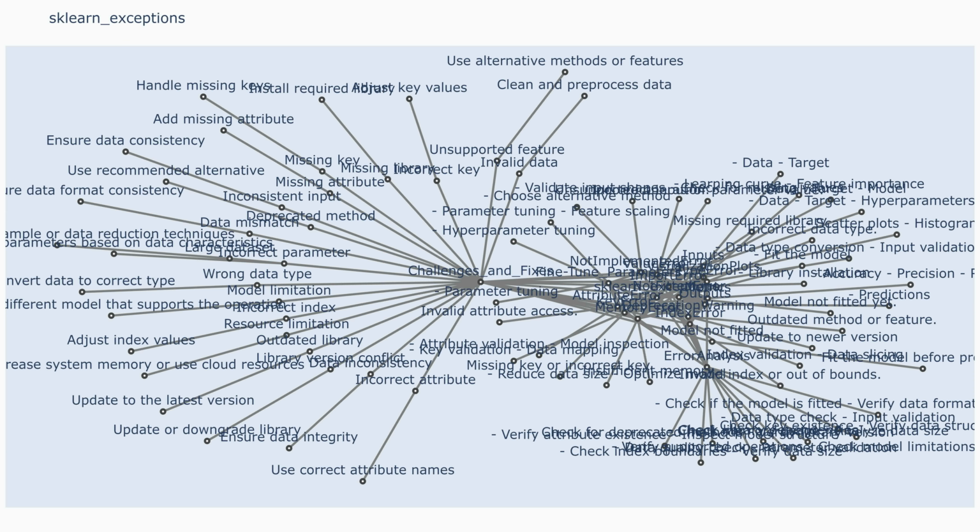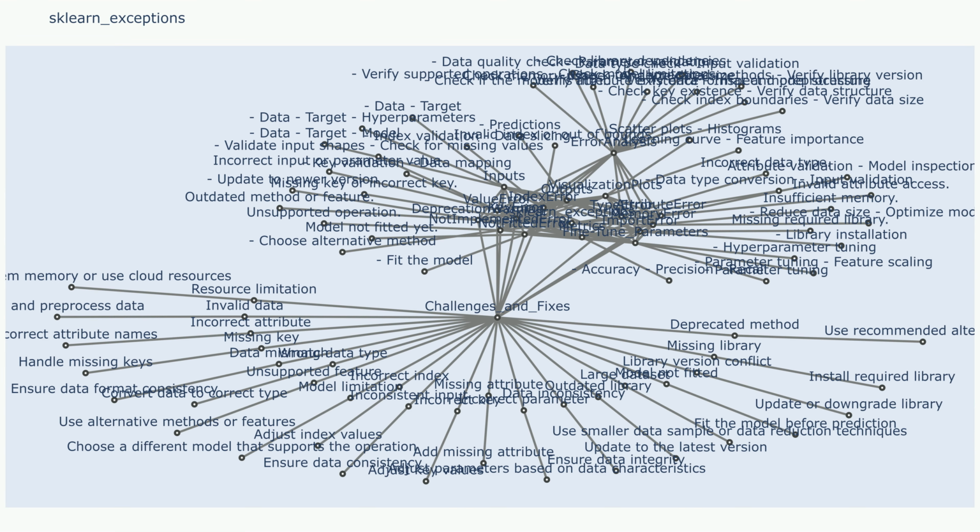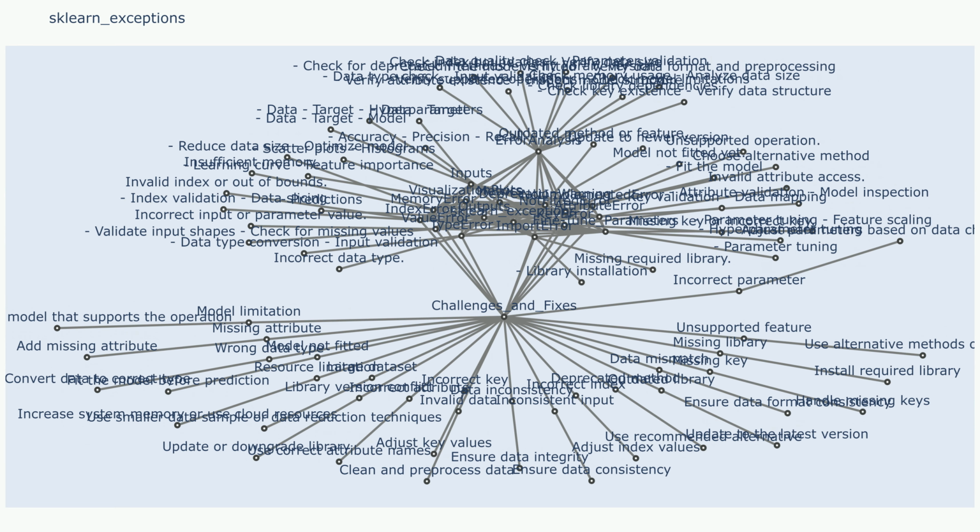Inputs. Data. This refers to the input data provided to the scikit-learn algorithms for training or prediction. It includes features and target variables. Model. The specific scikit-learn model being used, such as a decision tree, random forest, or support vector machine. Exception message. A clear description of the error encountered. Error code. In some cases, a numerical code that helps identify the specific issue.